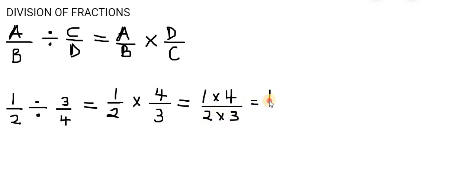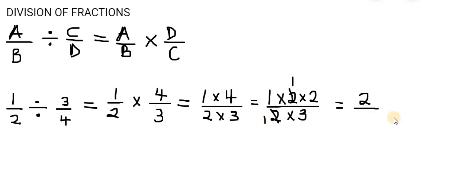Now, 1 can't be broken down. 4 is not a prime number. As a product of prime factors, it's 2 times 2. At the bottom, 2 and 3 are prime numbers. So, common factors at the top and bottom: there's a 2 at the top, there's a 2 at the bottom. So we cancel both out for 1 and 1. So, that's 1 times 1, that's 1, times 2, that's 2. And at the bottom, that's 1 times 3, so that's 3. So, 1 over 2 divided by 3 over 4, after being divided and simplified, results in 2 over 3.